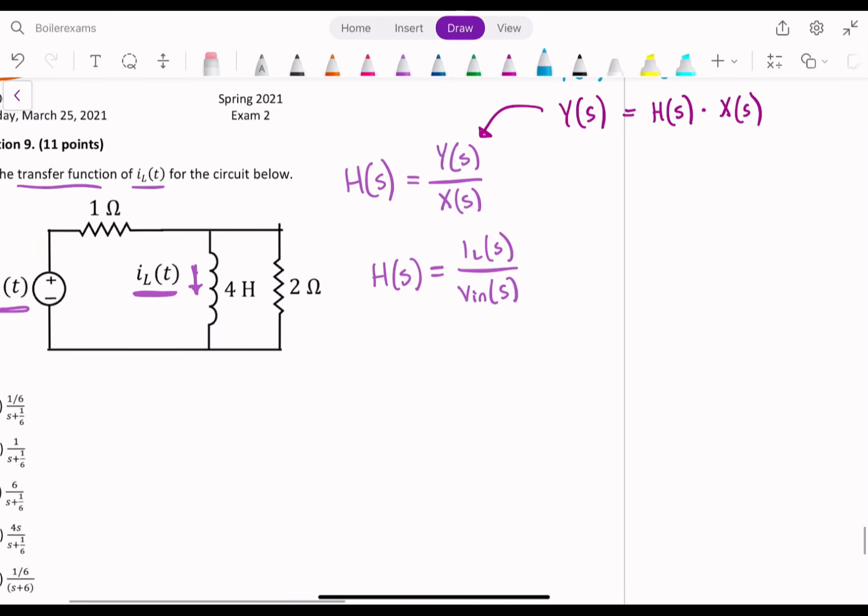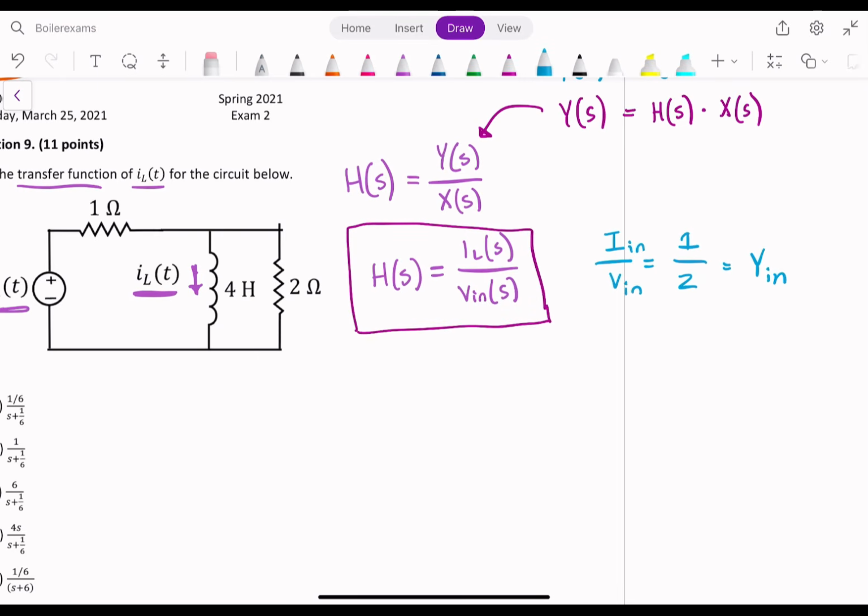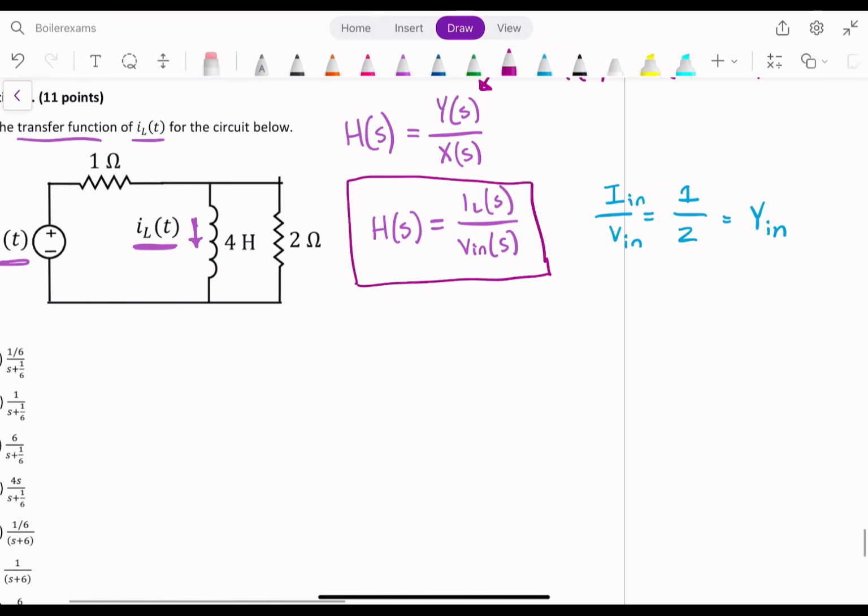And I over V, by Ohm's law, is equal to 1 over the impedance, which is equal to the admittance. And so if we can get this expression in terms of I sub n over V sub n, we can just make that equal to the admittance of the particular circuit based on the input nodes. So in order to do that, first we need to transform our inductor current into an expression of I sub n.